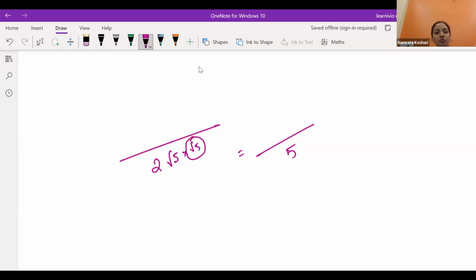So we will remove this root, and for that we'll multiply root 5 in the numerator and root 5 in the denominator. Our answer is 2 into 5 in the denominator, and the numerator, whatever we were having, multiplied with root 5. Getting it? Yes, ma'am.